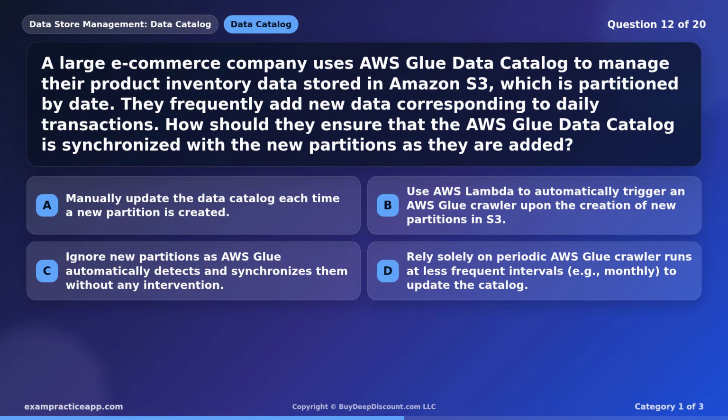The correct answer is option B. Use AWS Lambda to automatically trigger an AWS Glue crawler upon the creation of new partitions in S3. Explanation. To ensure the AWS Glue data catalog remains synchronized with new data partitions as they are created, using AWS Lambda to automatically trigger an AWS Glue crawler is the most efficient method. This setup automates the process of detecting and incorporating new partitions into the data catalog, maintaining its accuracy and reducing the latency in data availability for querying and analysis.